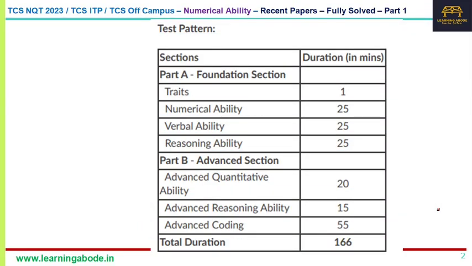Now, the test pattern. When I say ITP, the TCS NQT 2023 or whatever you call it, it is an integrated test pattern for both Ninja as well as the digital role, and both the sections are compulsory. There is a foundation section as well as the advanced section. In the foundation section, you have numerical, verbal and reasoning ability, and in the advanced you have advanced quants, advanced reasoning and advanced coding.